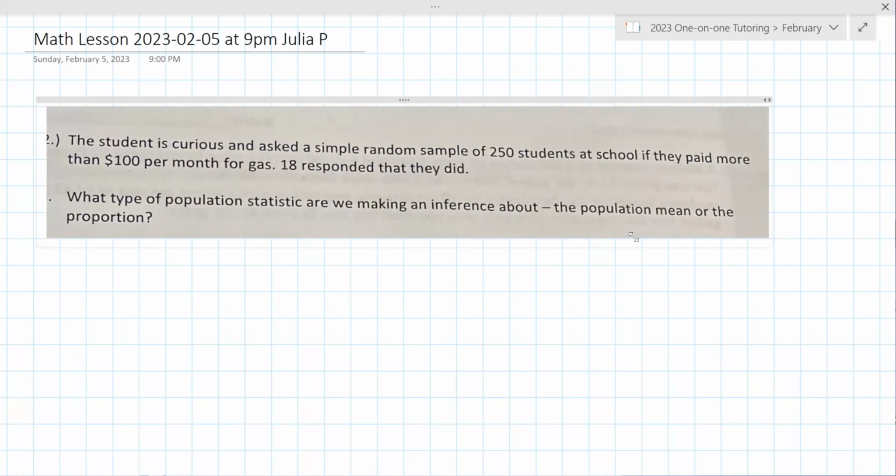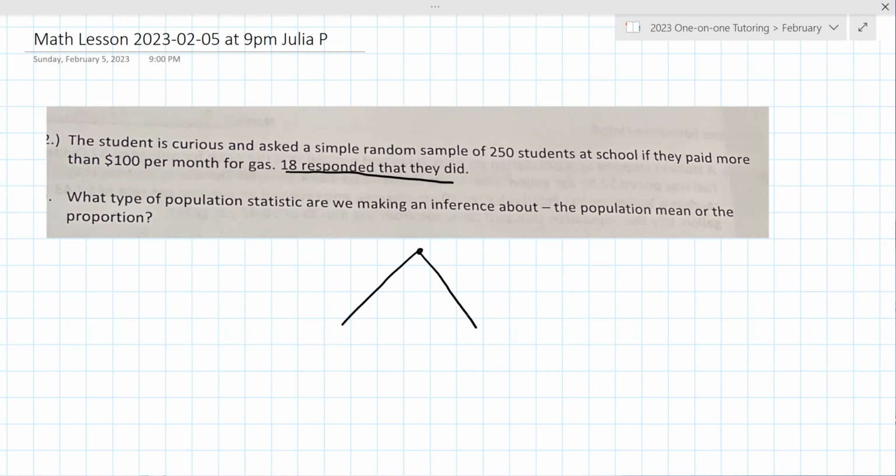It says the student is curious and asked a simple random sample of 250 students at school if they paid more than $100 per month for gas. 18 responded that they did. So it looks like the basic fork here in these problems is: is it a proportion or is it a sample mean?